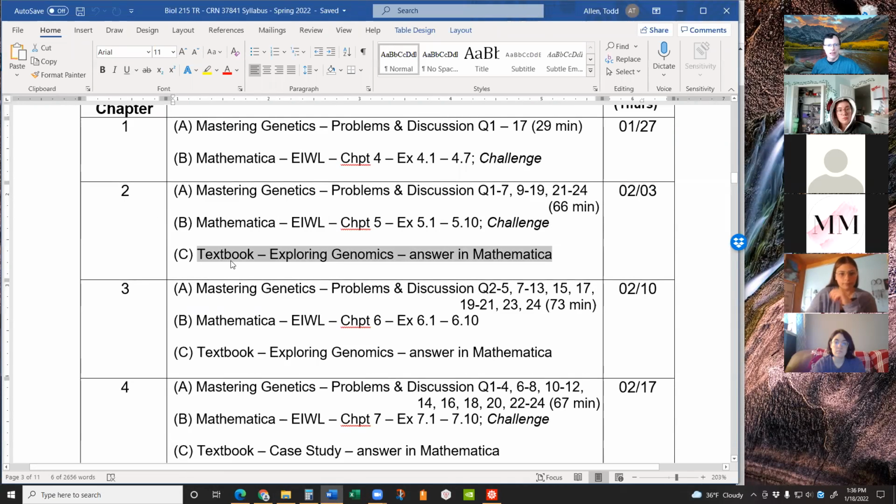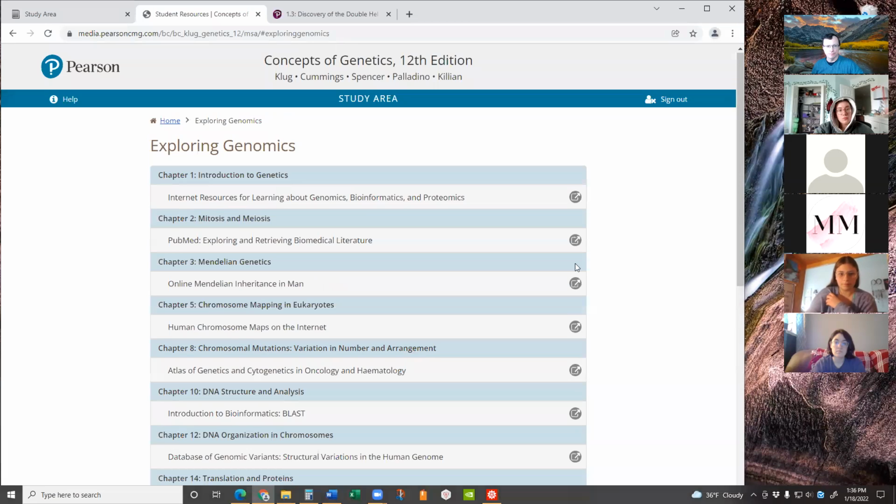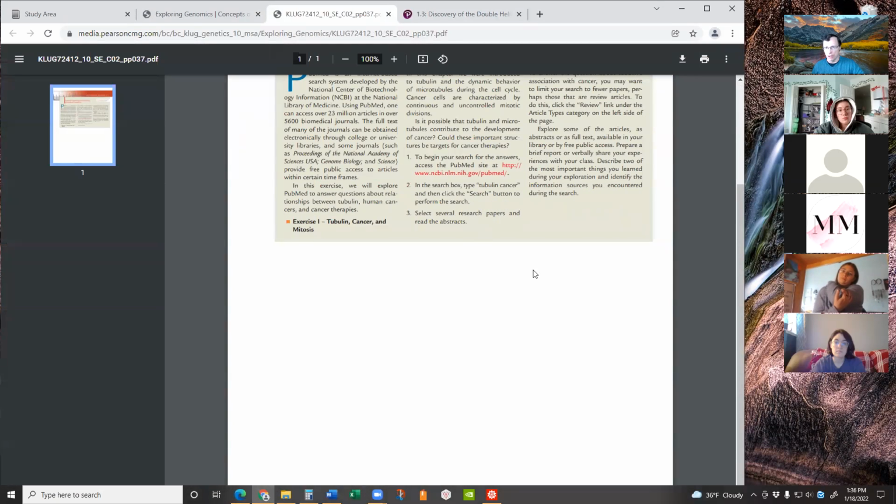So, okay, I need Exploring Genomics from Chapter 2 from the Mastering Genetics website. So I'll go to Student Resources, Exploring Genomics. Oh, Chapter 2, PubMed, Exploring and Retrieving Biomedical Literature. So you open it up, maybe you read it, maybe you print it for yourself at your house. It's up to you, right? But then you want to go through this activity and put your work in Mathematica, which once you go through Thursday, it'll be easy for you to do, okay?